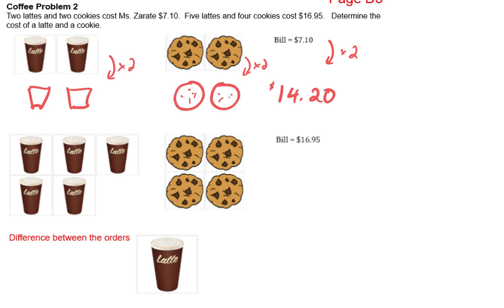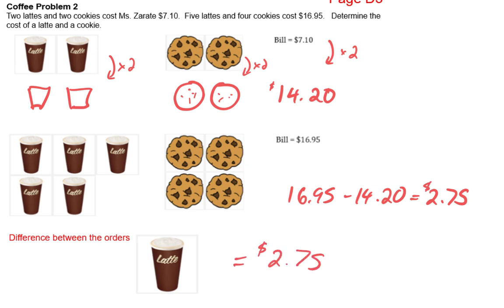Now, when we look at the differences between the orders, the number of cookies are the same. The only difference is 1 latte, 4 lattes versus 5 lattes. So that 1 latte must be responsible for the difference between the two prices. So $16.95 minus $14.20, we pull out our calculator, we do that subtraction, we get $2.75. So that 1 latte has to be $2.75.